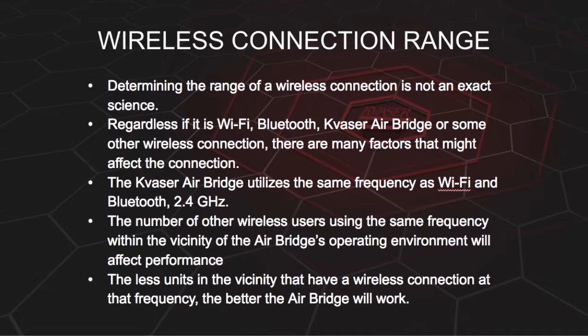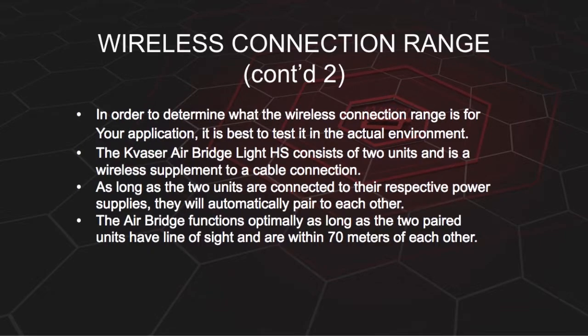Determining the range of a wireless connection is not an exact science, regardless if it is Wi-Fi, Bluetooth, Kvaser AirBridge, or some other wireless connection. There are many factors that might affect the connection. The Kvaser AirBridge utilizes the same frequency as Wi-Fi and Bluetooth, 2.4 GHz. The number of other wireless users using the same frequency within the vicinity of the AirBridge's operating environment will affect performance. The fewer units in the vicinity that have a wireless connection at that frequency, the better the AirBridge will work. In order to determine what the wireless connection range is for your application, it is best to test it in the actual environment.